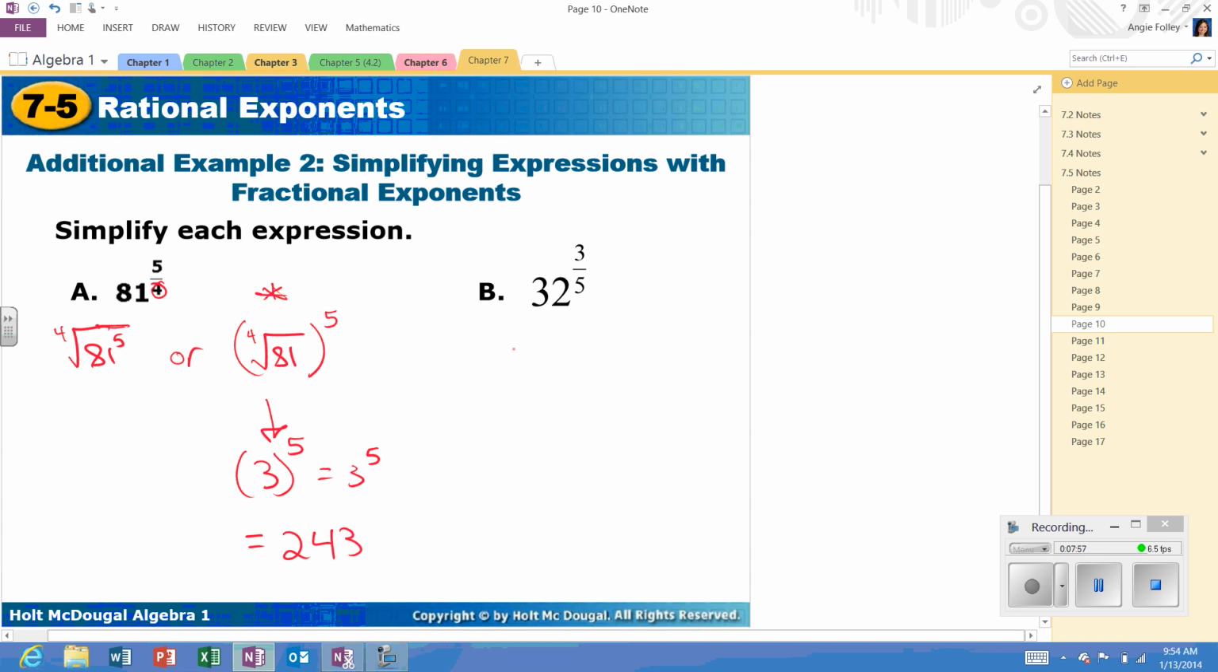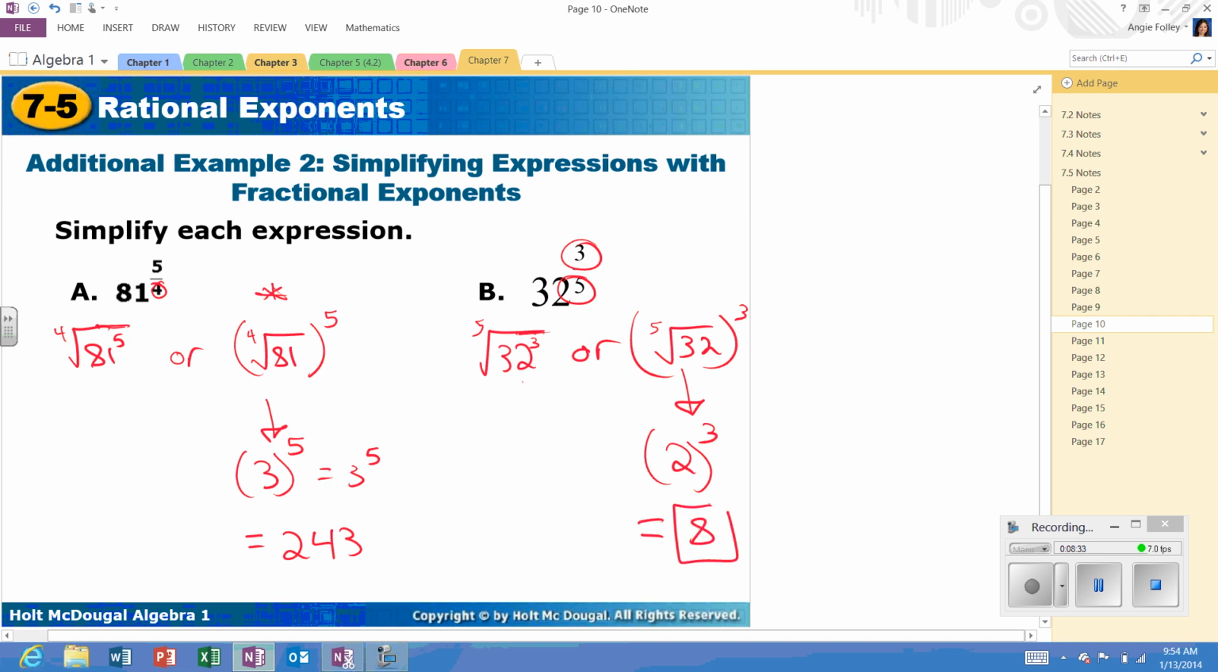Okay, for this next one, we can rewrite this as the 5th root of 32 to the 3rd power, or the 5th root of 32 all to the 3rd power. So remember, this is what's on the outside, what you're cubing. This is the index. Again, I think 32 times 32 times 32 is too much to do without a calculator. So I would work on the 5th root of 32 first, which is 2. And then we have a cube on the outside. So 2 cubed, you should be able to do that in your head. You don't need to leave that as 2 cubed; it's 8.